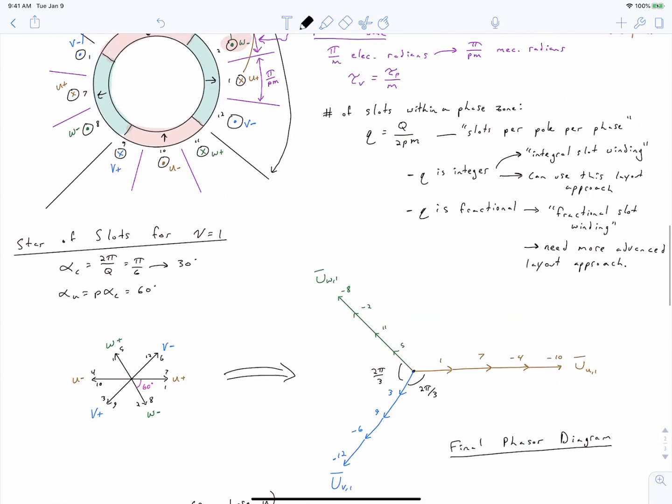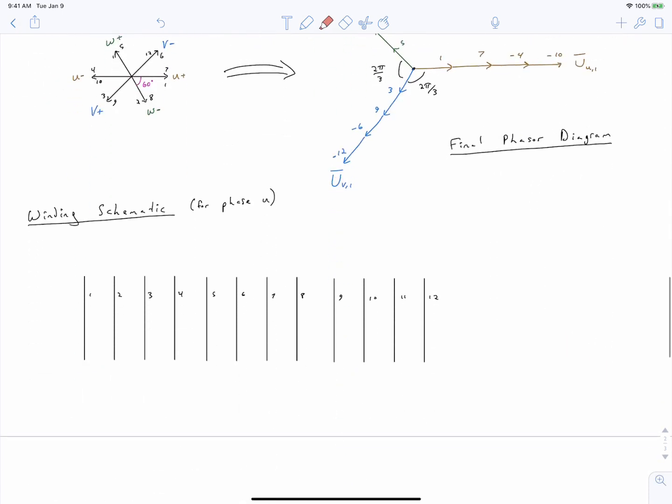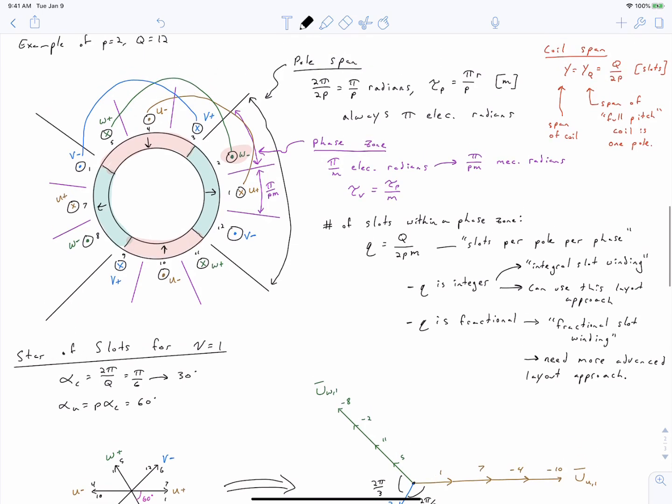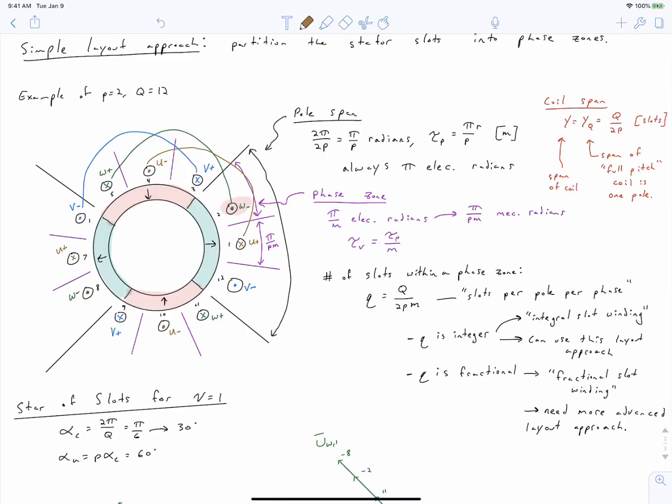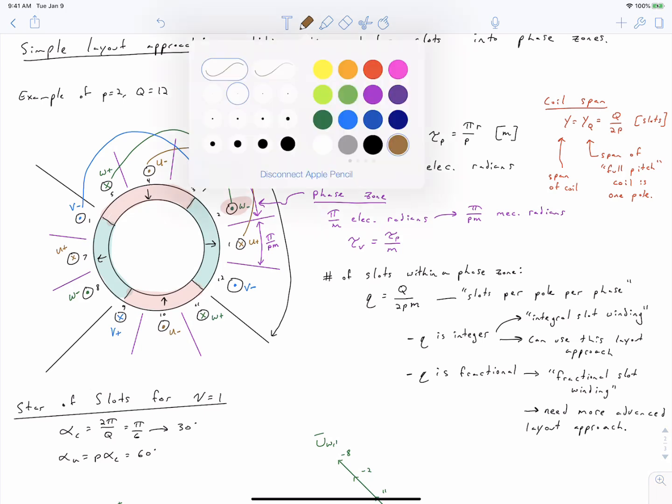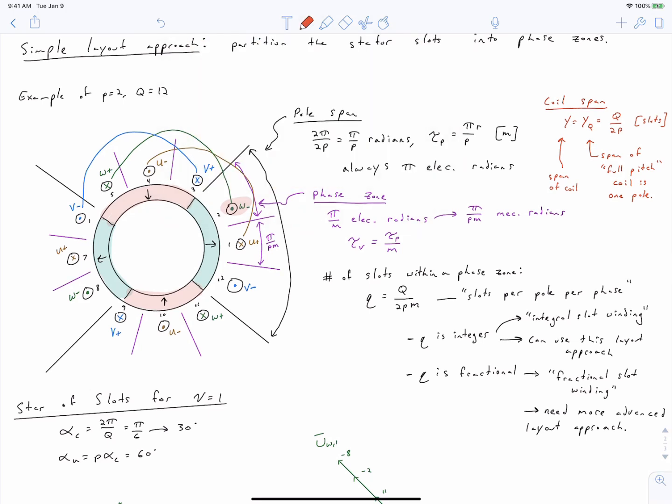So we'll start with coil side 1. It's connected to U plus. So we'll assume that that's actually the connection of our coil coming in. And we notice that we've connected coil side 1 over to coil side 4. So that forms a coil. All of our coils have a pitch of y equals q divided by 2p. So in this case, y equals 12 divided by 4 is equal to 3 slots.